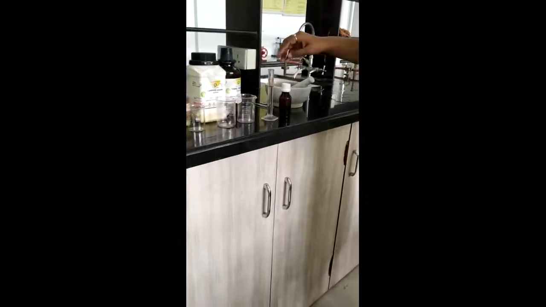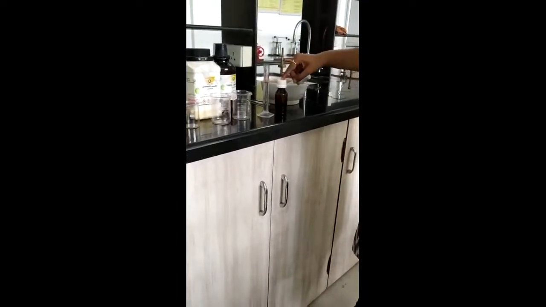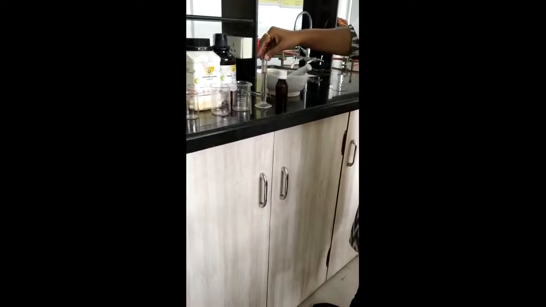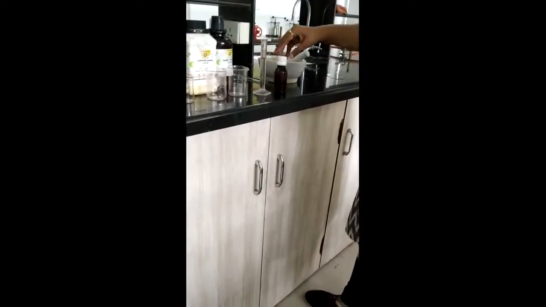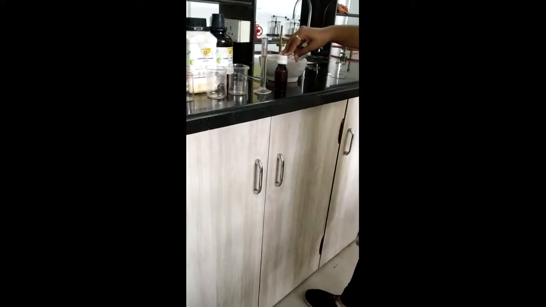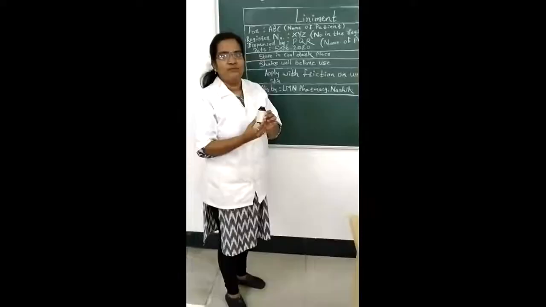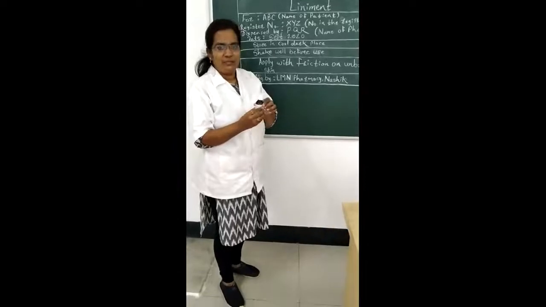After that I transfer this solution from this dry bottle to this container and make up the volume up to 10 ml, and then we will proceed to the labeling part. So now let's move towards the labeling part.